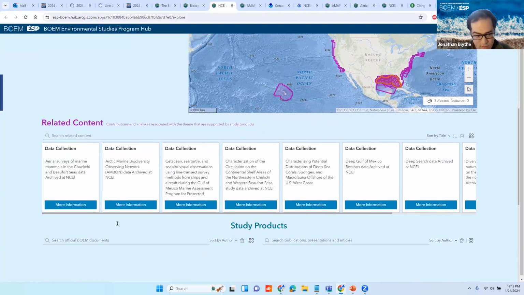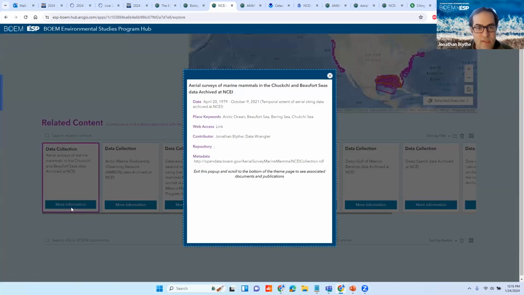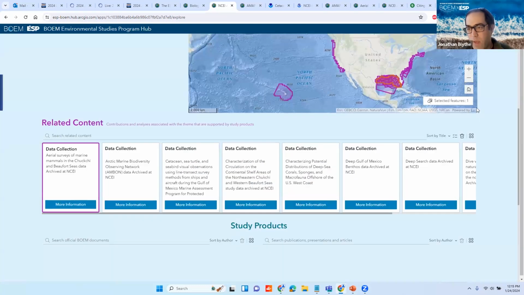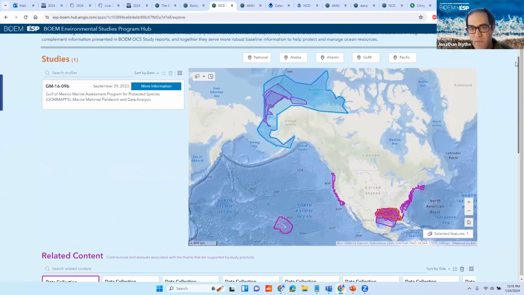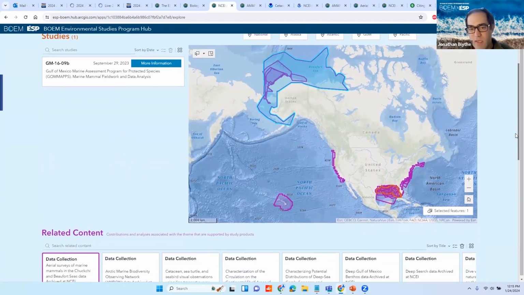And we identified roughly 19 of these over that period of time. So if you look at, just take this first one, this is the aerial surveys of marine mammals in the Chukchi and Beaufort Sea. I have some slides to discuss this later, so just keep that in mind. But in the web map, that's not in the Gulf of Mexico, that's way up here. And look at that huge footprint for that data set.